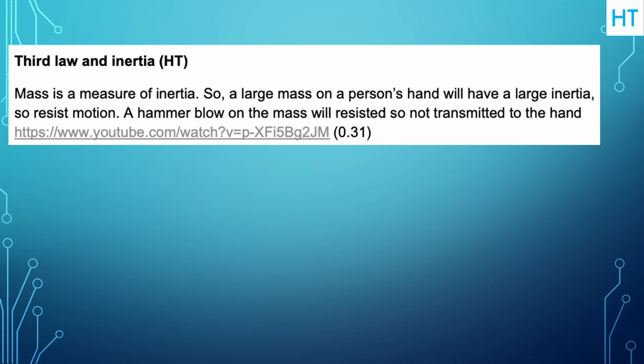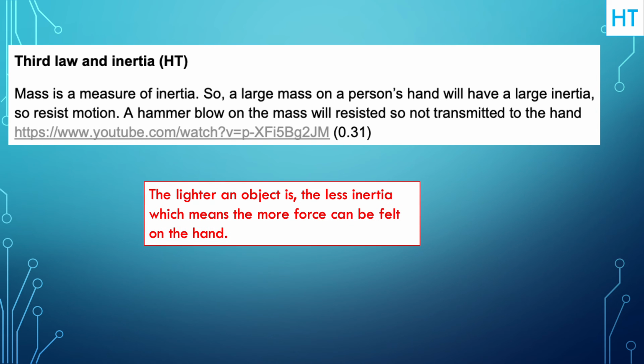Well, that's a horrible sentence to say. But if you watch the video, it's really quite short, 30 seconds. Basically, what you have is a person getting a hammer and hitting an object that's over his hand, and it doesn't really hurt. That's because all the force that travels from the hammer into the object will be dissipated throughout that object. But you couldn't really do that with any other object that's light, because if it's light, it doesn't have a lot of inertia, and it's not absorbing a lot of that force coming from the hammer blow. So the lighter an object is, the less inertia there is, which means the more force can be felt on the hand in this specific video.